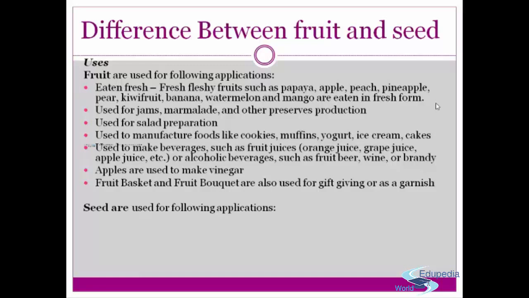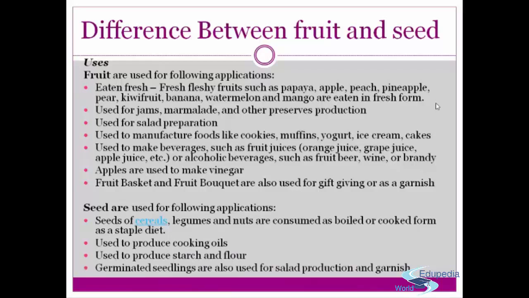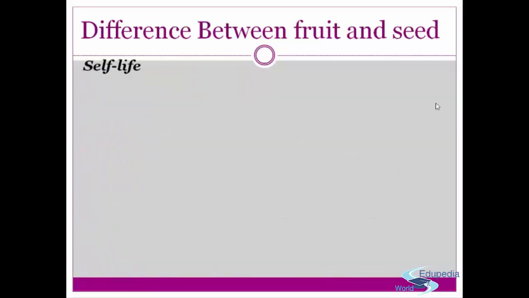Seeds are used for the following applications. First, seeds of cereals and nuts are consumed in boiled or cooked form as a staple diet. Used to produce cooking oils. Used to produce starch and flour. Germinated seedlings are also used for salad production and garnish.